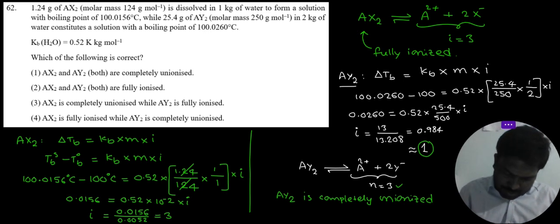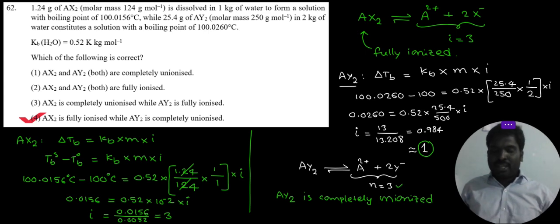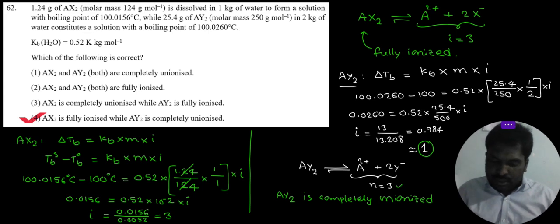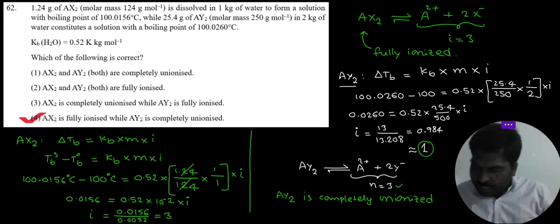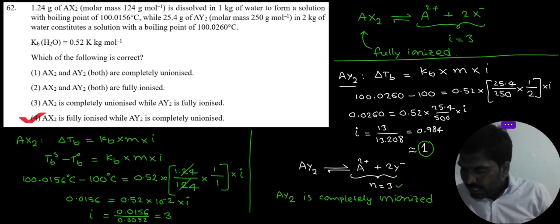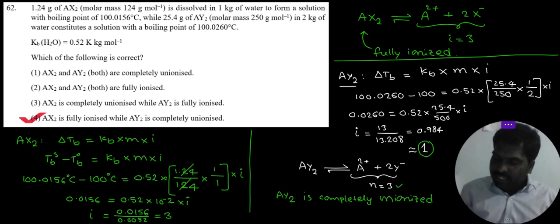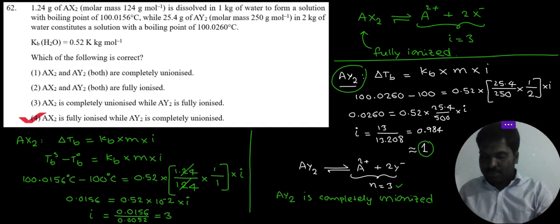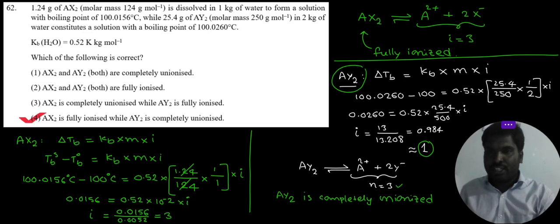Then which option is the right answer? Option 4 is the right answer. AX2 is fully ionized, it gives 3 ions, and we also got i equal to 3. So AX2 is completely ionized. But AY2 is completely unionized. So option 4 is the right answer. Thank you so much.